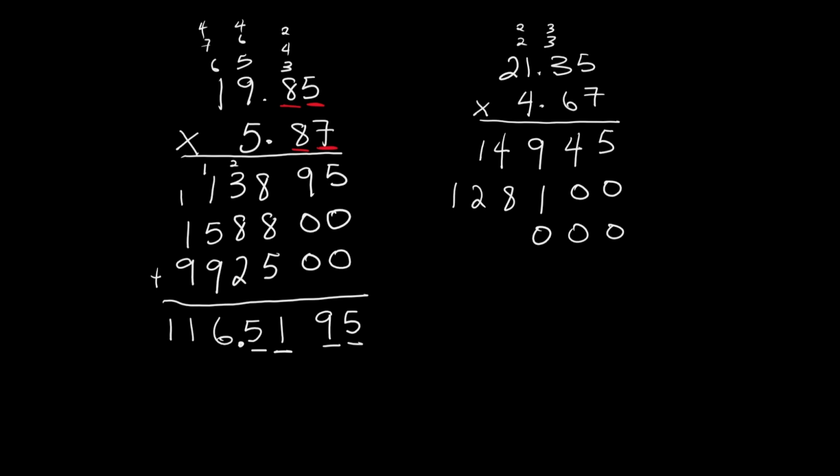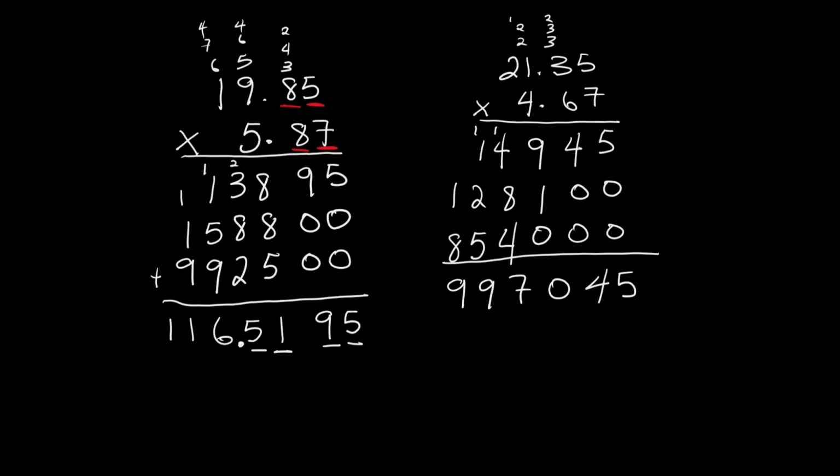Now 4 times 5 would be 20. Carry that 2. 4 times 3 would be 12, plus 2 would be 14. Carry that 1. 4 times 1 would be 4, plus 1, that's 5. And 4 times 2 would be 8. And so our final answer before the decimal point will be this result: 5, 4, 10, carry that 1. That'll be 16, 17, carry that 1. This would be 9, and this would be 9.